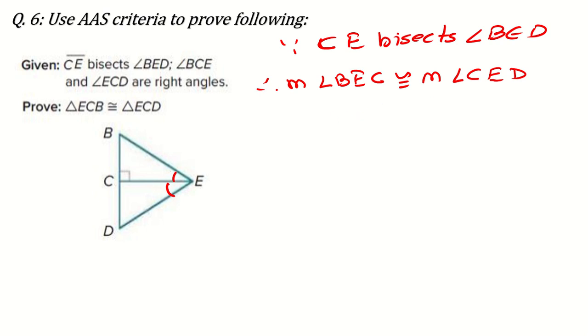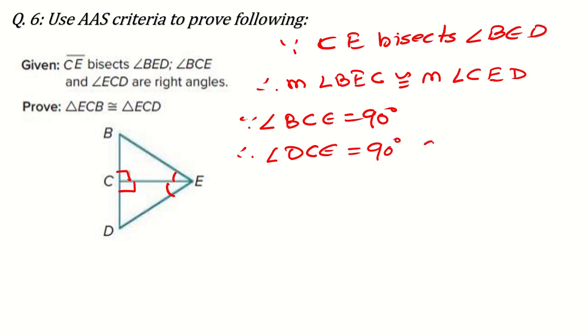Now next it can be what? You see this is given here as 90 degrees. So it means this also will be 90 degrees. Yes or no? Yes, because it is part of a linear pair. So since angle BCE is equal to 90 degrees, angle DCE will also be equal to 90 degrees. Why? Because they are a linear pair. If you write the reason like this, then definitely you are going to get full marks.